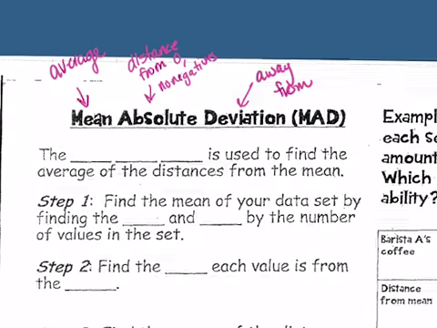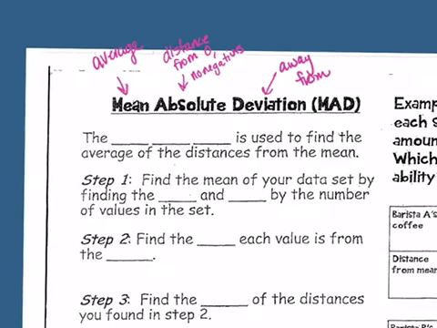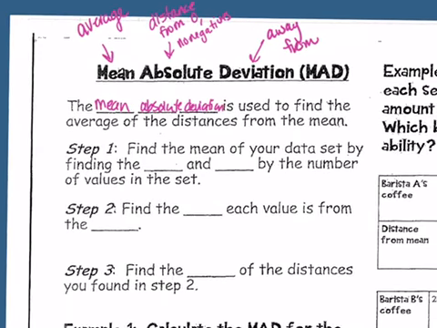Okay, so when we put all that together, if we're given a set of data, and we have to find the mean absolute deviation, it just means we're finding the average distance of each number in the set, the average distance from the mean. Okay, so let's start filling in the blanks. The mean absolute deviation is used to find the average of the distances from the mean.